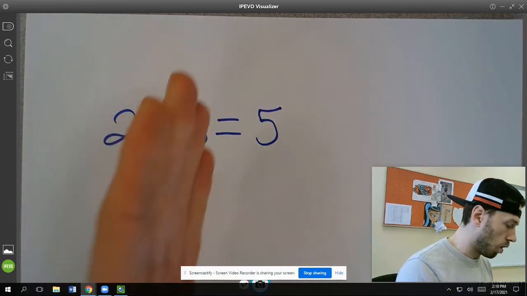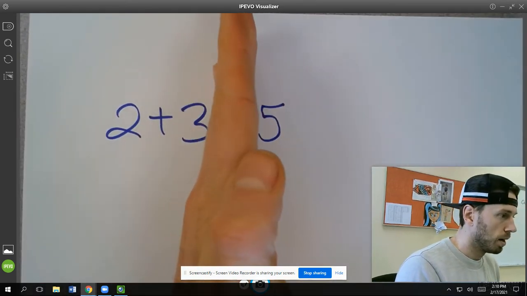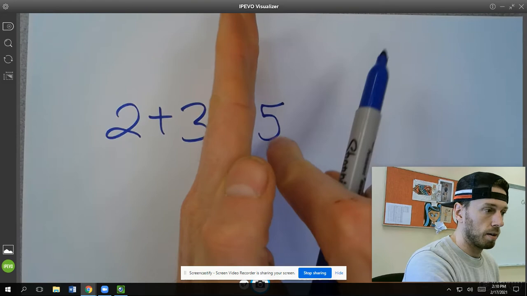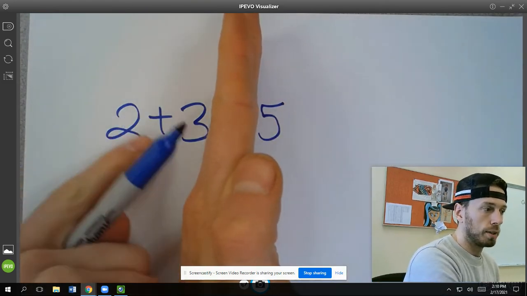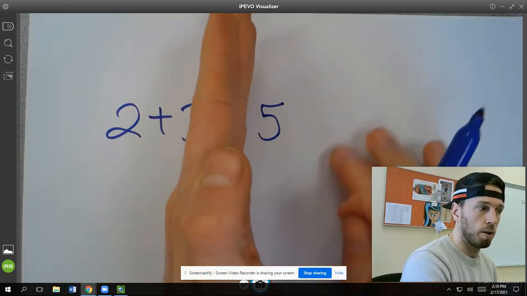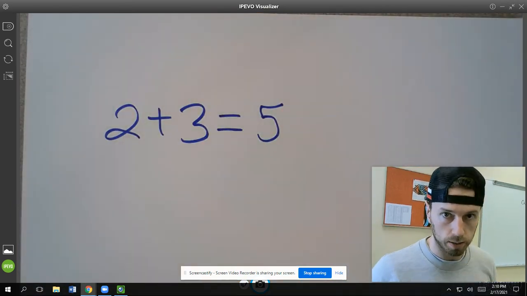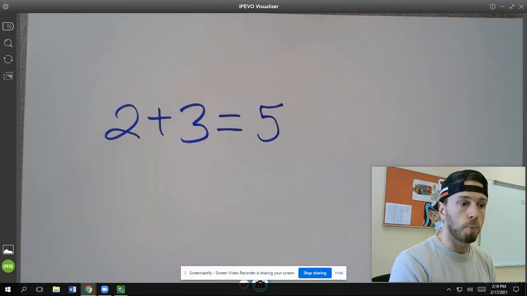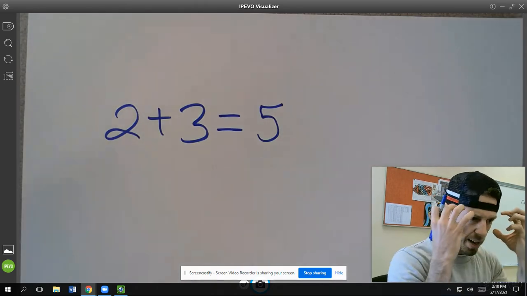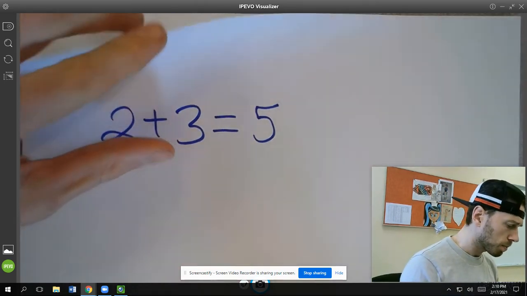It literally says that on either side of this equal sign, we have the same thing. 5 over here is equal to the same thing over here, right? 2 plus 3 is 5. Well, over here is a 5. These are the same thing. That is what an equation is, okay? And that's the most important thing to get in your head to start off this chapter.